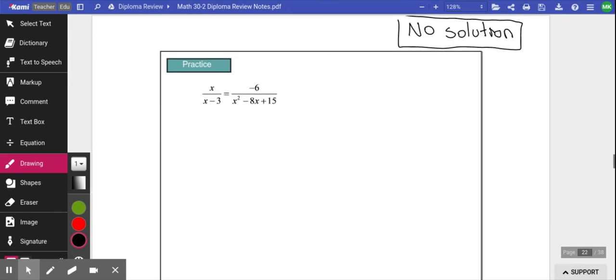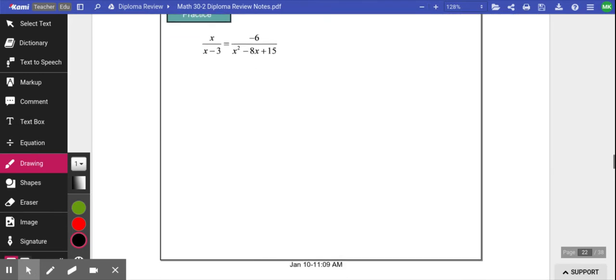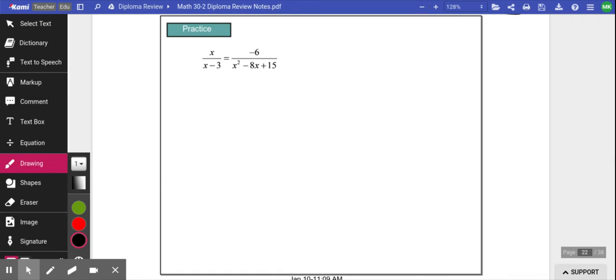Okay, we'll do one more. Then we'll be done. This is a rational expression. The first thing you want to do with any rational expression is factor. When I factor, this becomes x over x minus 3.